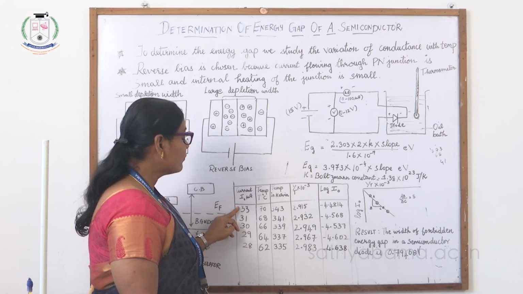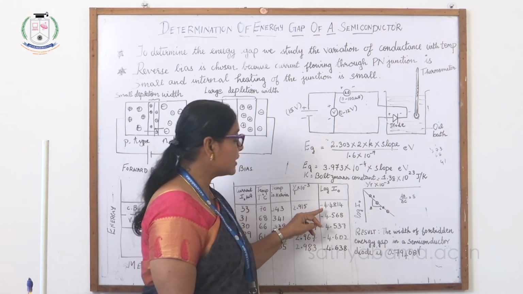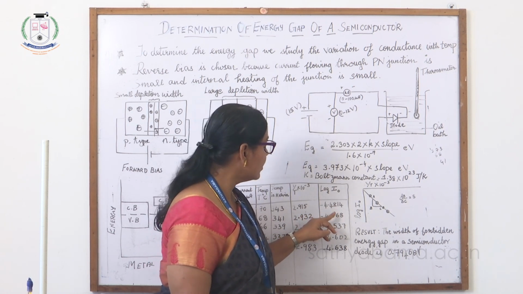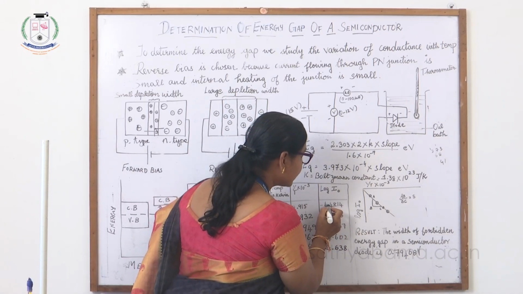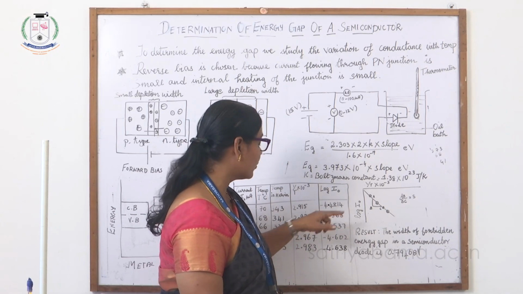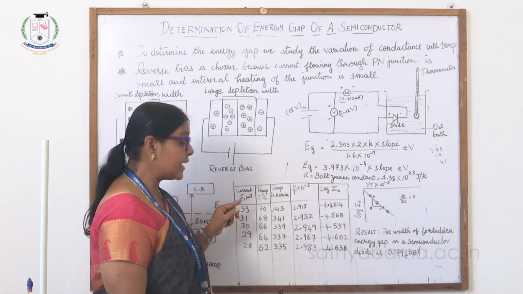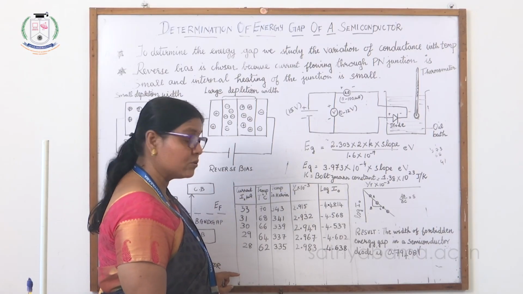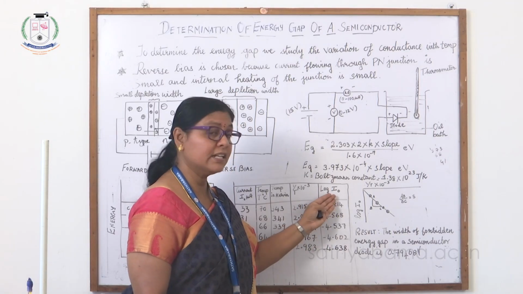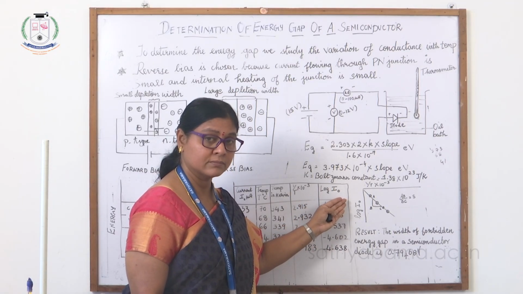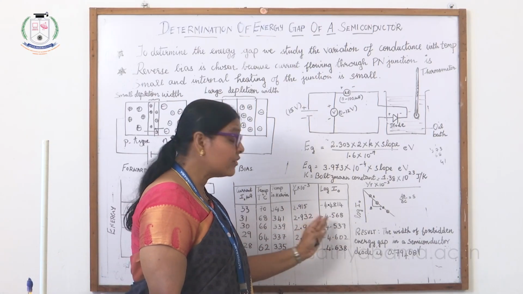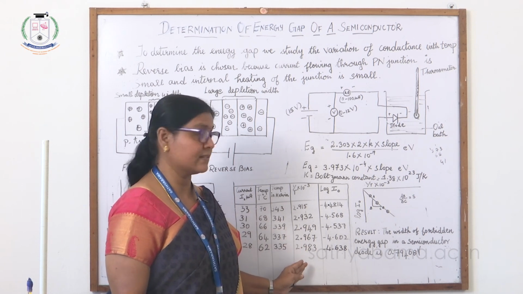So log of 33 comes to a negative value, minus 4.4814. Likewise, I am going to do the calculation for all my current values, and I observe I get a series of negative values in the column log I naught. Now let us discuss what is the formula and where we are going to use these calculations.